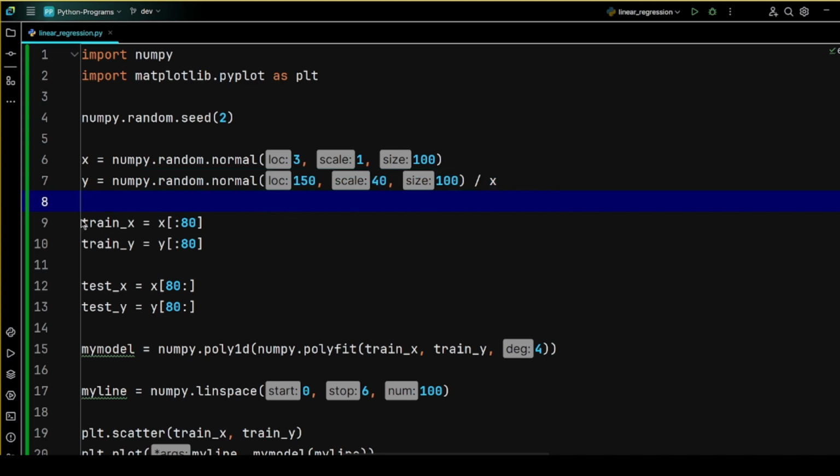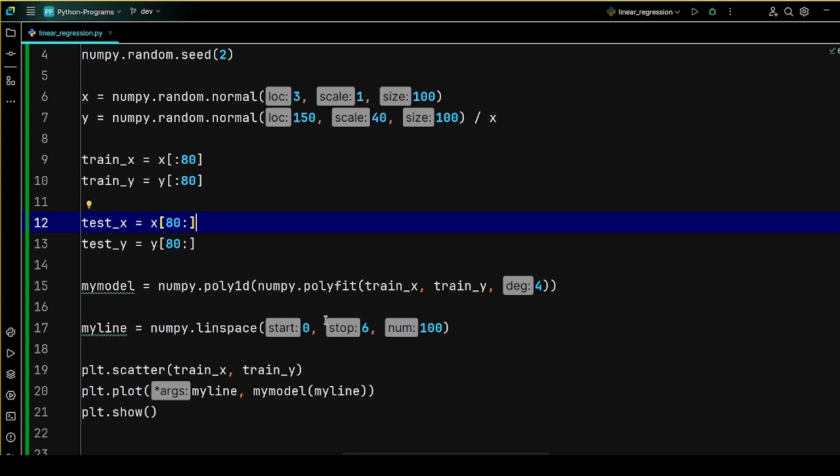Then where the training and testing comes in is that it's a way to set the line and check its accuracy. So train X is basically 80% of the original data. So we have the original data here, and then we take 80% of it for training, and 80% of the original data in the y-axis. And then the remaining 20% of X and the remaining 20% of Y is for testing it to see how accurate it is.